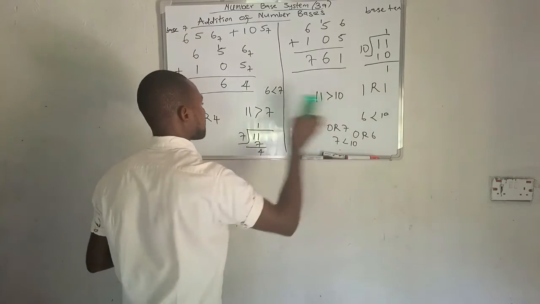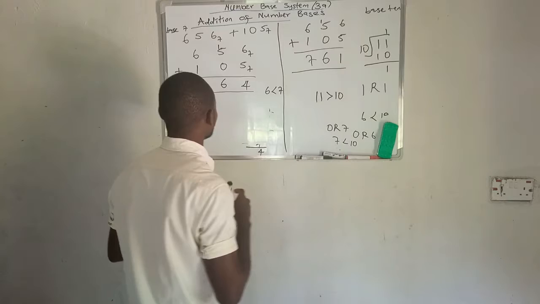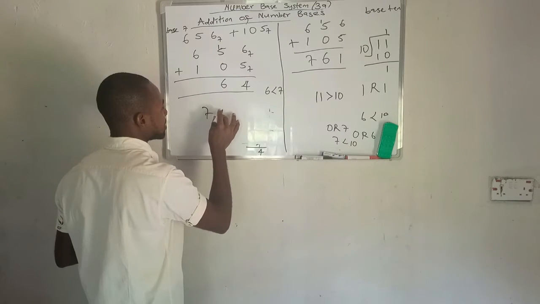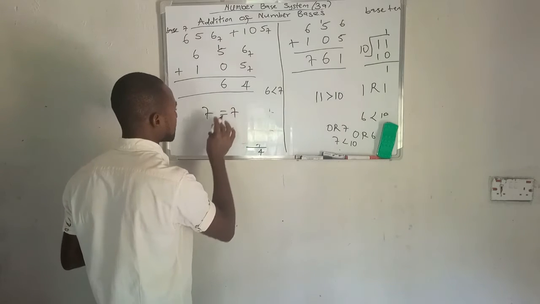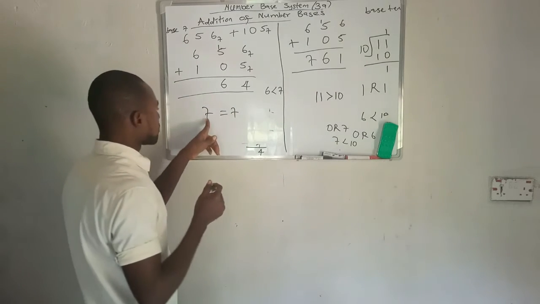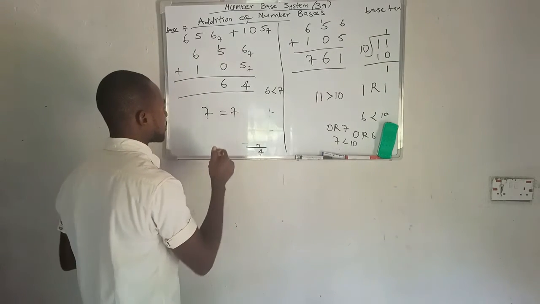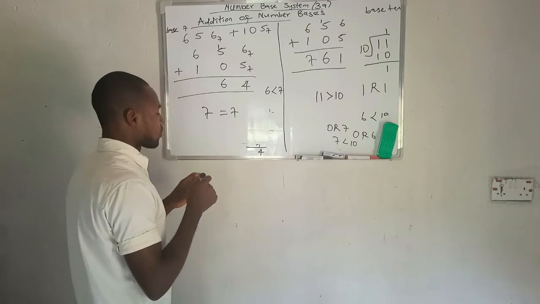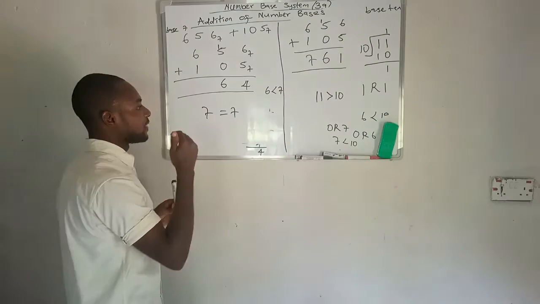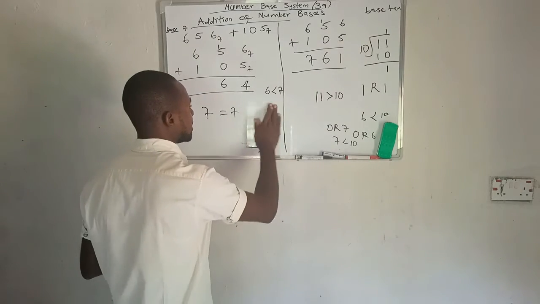Let me clean this up. So I have 6 plus 1, and 6 plus 1 is 7. Now 7 is equal to 7. So 7 is not less than 7, and is not greater than 7. So what do we do in this case where we have the number equal to our base? We still divide. So whenever the number is greater than or equal to our base, we divide it, get the remainder and the result, and write them.